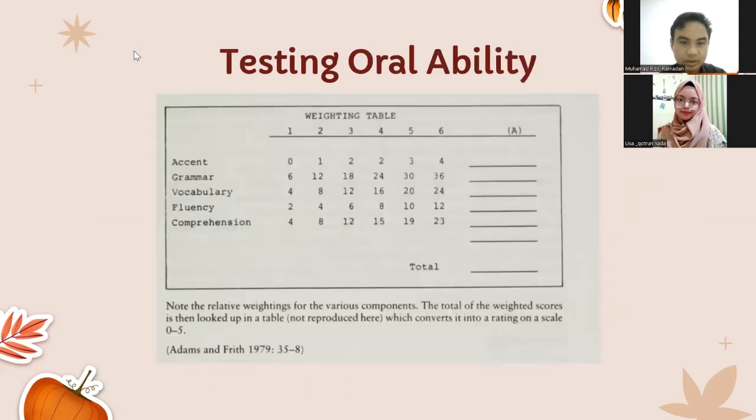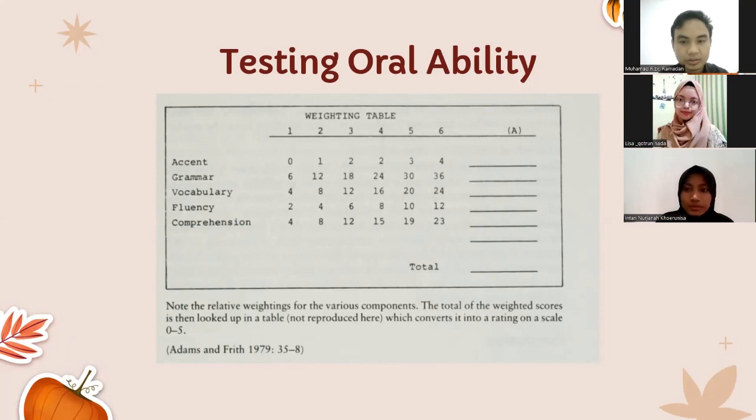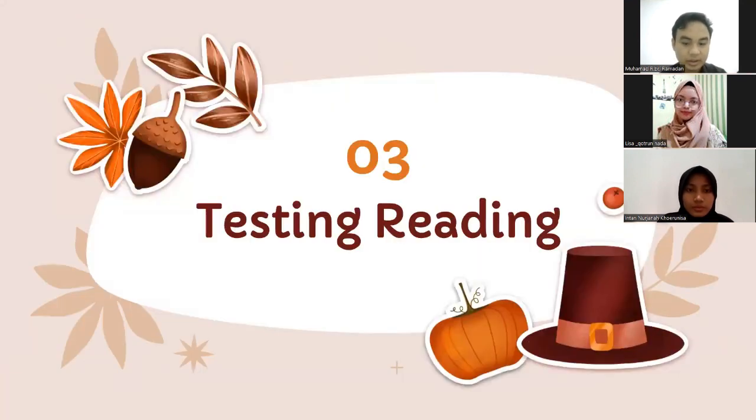And then next is how to score oral ability. So in this slide, we have a weighting table to score overall oral ability of the students. And then that's all for me. Thank you. I give back to the moderator.